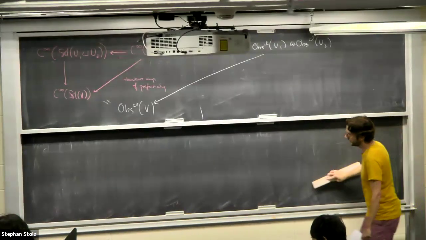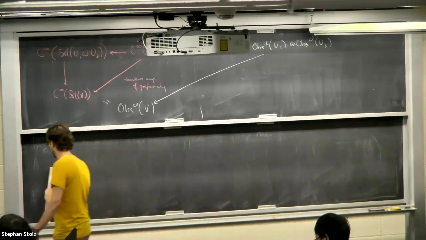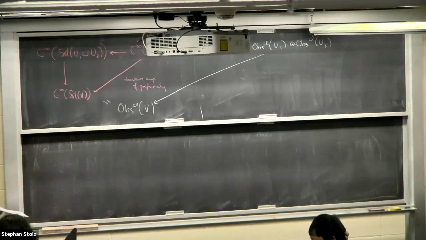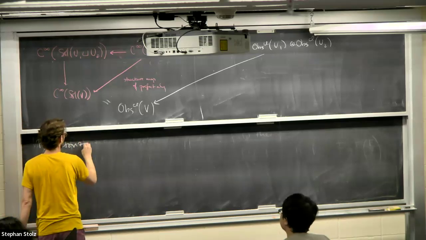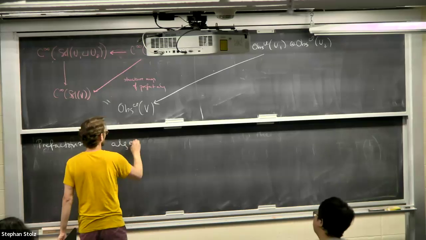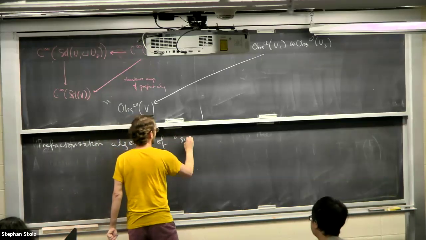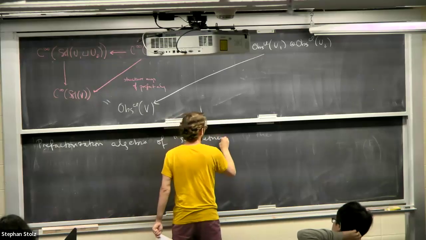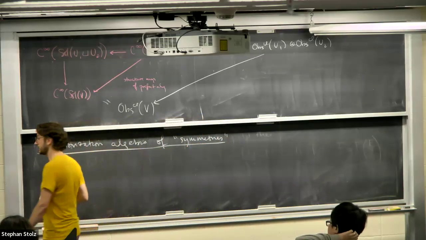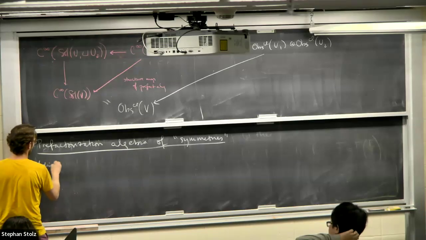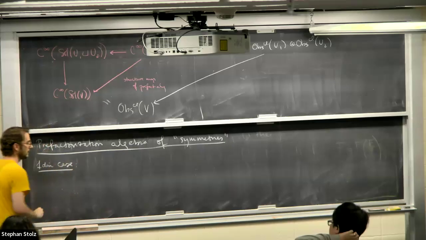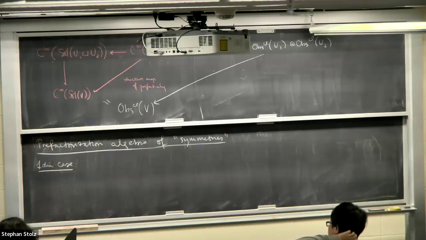I think this is a construction that's interesting, even just purely as a topologist, ignoring field theory. Okay. So here's a prefactorization algebra of symmetries. Given the time, today we're going to do the one-dimensional case, and then we'll study higher dimensional versions in later lectures.